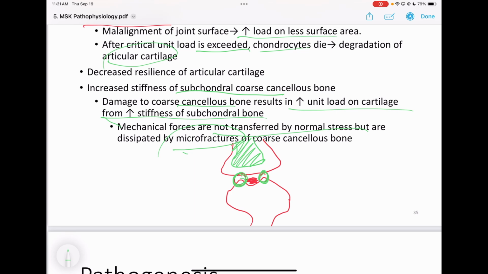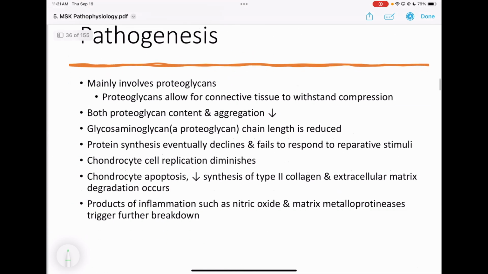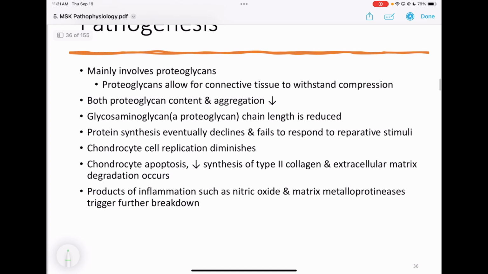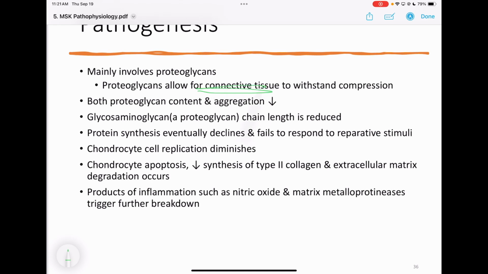Stress fractures. This mainly involves our proteoglycans, because proteoglycans allow the connective tissue to withstand compression. That's why proteoglycans are important, but they start to decrease with osteoarthritis. Chain length is reduced, protein synthesis declines, and the tissue fails to respond to reparative stimuli. So our normal repair process is diminished. Chondrocyte cell replication diminishes, so we're not going to make new cartilage.